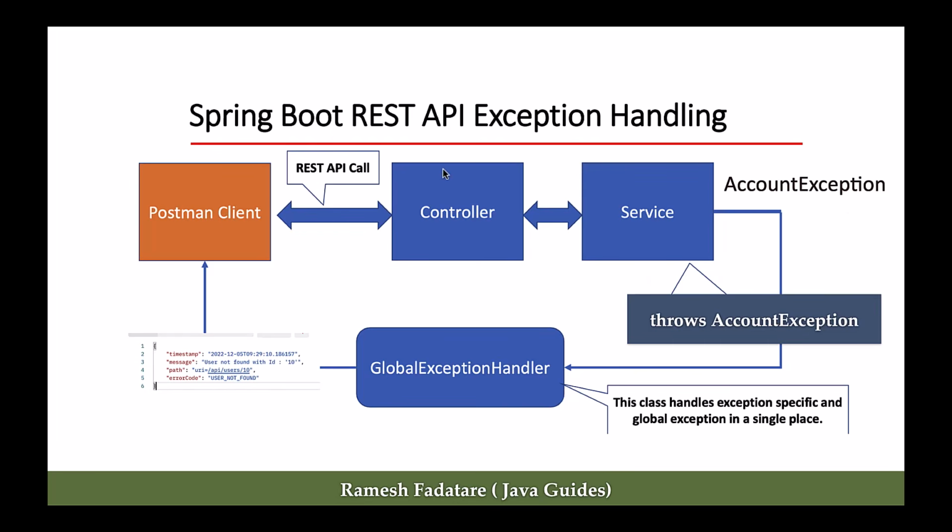Whenever the client sends a request, the controller will process that request and forward it to the service. The service will validate the request. If there are any issues, it will throw the exception, and the global exception handler will catch that exception.